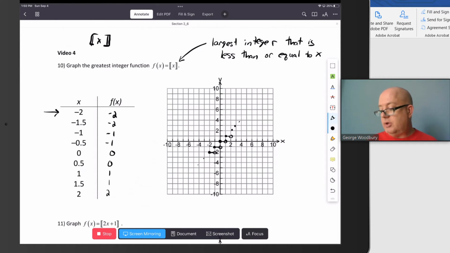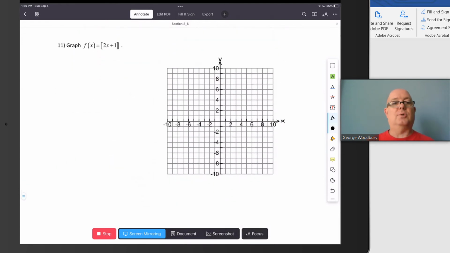Now I want to take a look at the domain, which is all real numbers. How about the range? The range is just the integers, because no matter what you're getting out of there, it's going to be an integer. So the range would be the set of all integers.